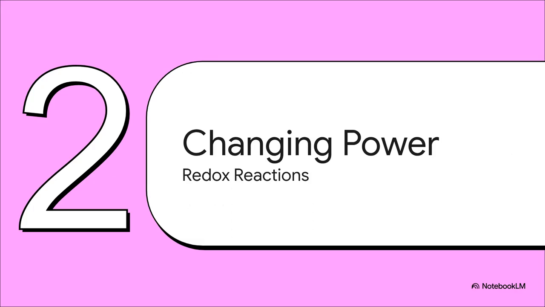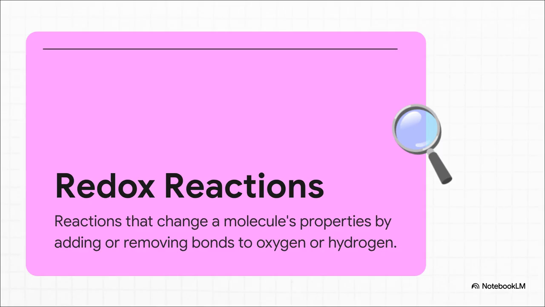Okay, so we've swapped parts around. Now let's grab the power tools from our kit. These are the reactions that totally change a molecule's properties by playing with its electrons. We're talking about redox reactions. Redox is really two reactions working together, oxidation and reduction. Think of it like a control dial. Oxidation dials the power up by adding bonds to oxygen, and reduction, that dials the power down by removing oxygen or adding hydrogen. They're two sides of the same coin, and they give chemists amazing control.